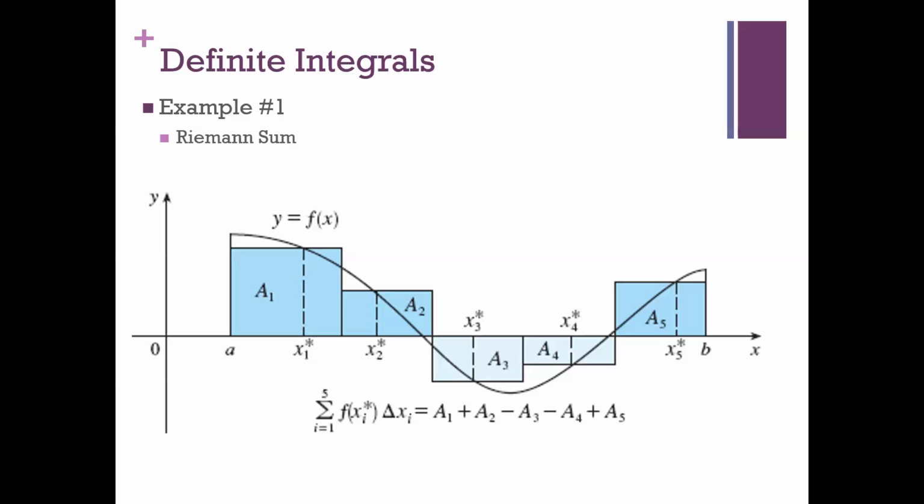So I want to find area 1. How do I find an area 1? How do you find the area of a rectangle? Width times height, right? So the width is going to be delta x, which is basically what the change is in x from here to here. And what is f of x sub i star? First of all, what is x sub i star?